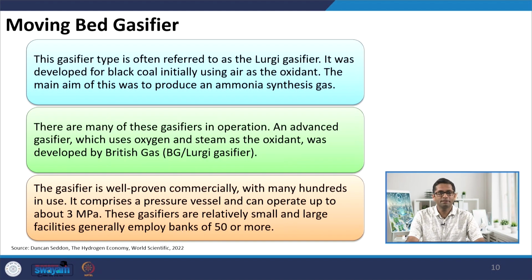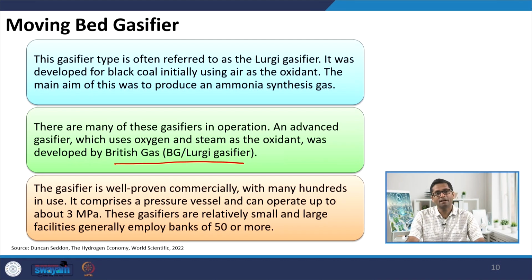But the problem with this particular gasifier was that it was operating at a lower pressure. So there were some modifications done by British Gas, and the modified version came to be known as the British Gas or the Roorkee gasifier, which could be working at advanced conditions, which basically entail higher pressures and could be working with different oxidants like oxygen and steam.